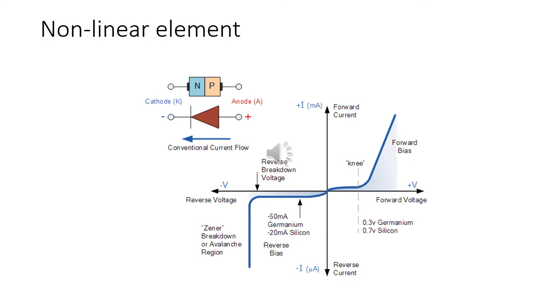Similar is the case with a BJT. A BJT is also not a linear element because its voltage-current characteristic is not linear. A MOSFET is also not a linear element. So these kinds of devices are non-linear elements.